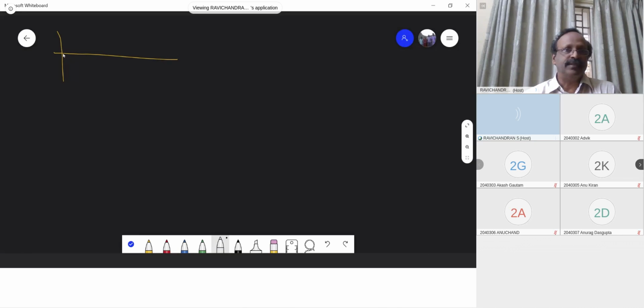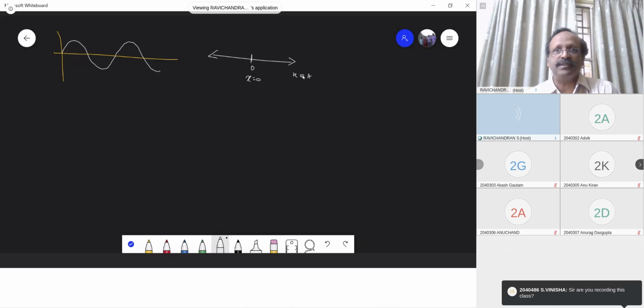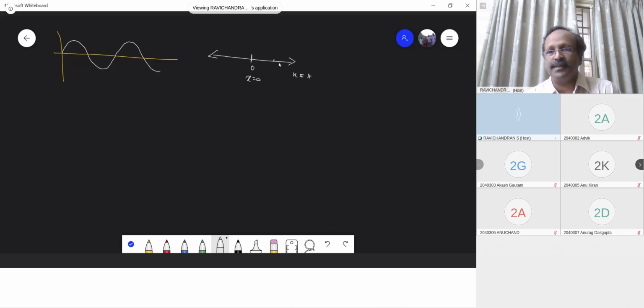This is the wave. Correct. This is how we have to get this one. This I'll come to later. And the particle is vibrating right from this position, x is equal to 0, and this position x is equal to a. I want to find out the displacement at any instant of time.